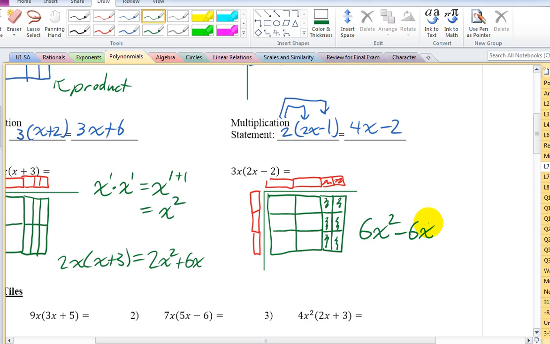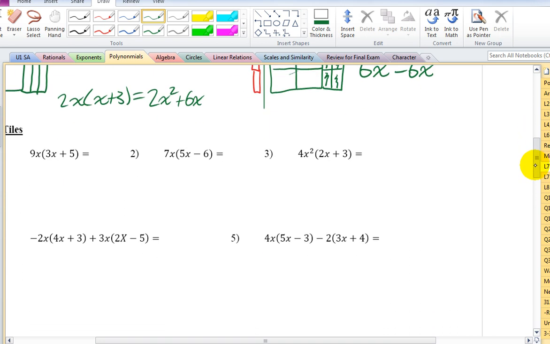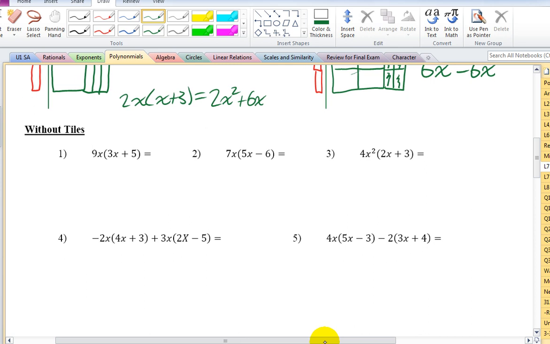Okay, so again, what does this look like without the algebra tiles? Taking 3x, multiplying by 2x, as well as taking it and multiplying by negative 2. Okay, so there's 2 parts to multiplication now. Okay, how you guys doing? Thumbs up, down the middle? Perfect. Okay, so let's try this now.